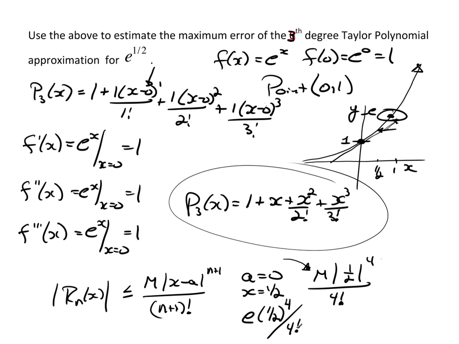So I know that my error in using this polynomial evaluated at 1/2 to approximate e to the 1/2, the error, how far I'm off, will be no more than that. And this is e times 1/2, not e to the 1/2.